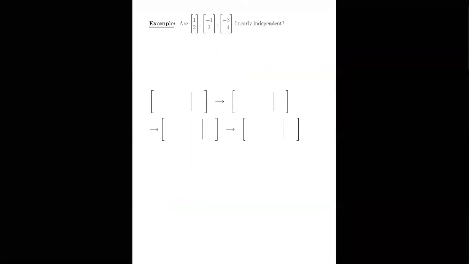So we're going to take a linear combination of our vectors and set them equal to 0. So again, I'm going to suppose that A times (1, 2) plus B times (-1, 3) plus C times (-3, 4) is equal to the 0 vector. In this case, we're in R2, so the 0 vector is (0, 0). And again, this will be for some three scalars A, B, C in R.